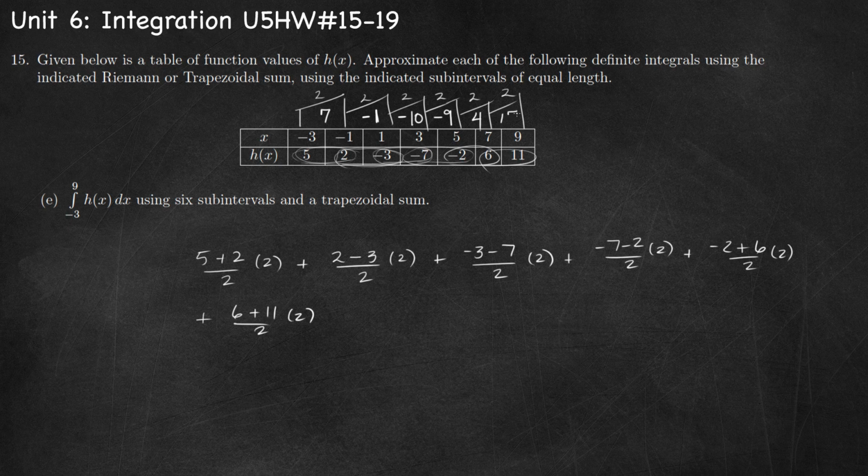So my area, we have 7 minus 1 minus 10 minus 9 plus 4 plus 17. So let's see, I've got minus 1 minus 9 is minus 10, is minus 20. And then 7 and 4 is 11, and plus 17. So the 11 and the 17 is 28. So I have negative 20 and positive 28, and that's going to give me an answer of 8.